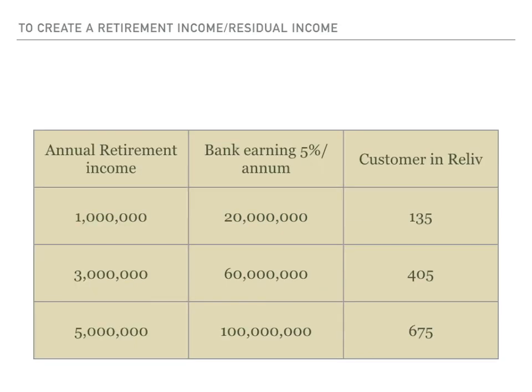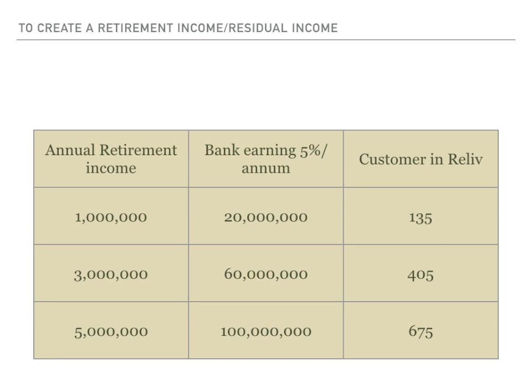In order to create a retirement or residual income of 1 million every year, you need to have 20 million in the bank earning 5% per annum. In Relief, you need 135 customers. My question is this: if you have no rich father or mother that will give you 20 million, which is easier to do? To have 20 million in the bank or to have 135 customers? This 135, I can do in less than 1 year.